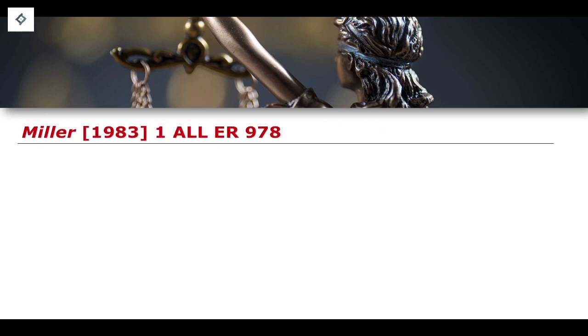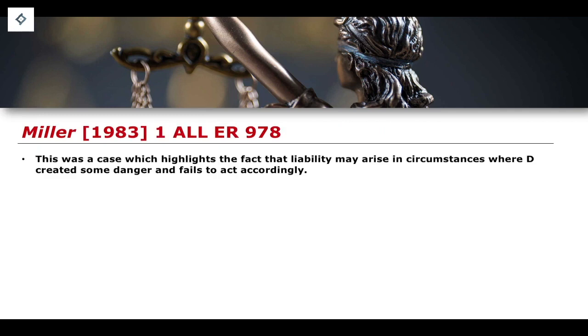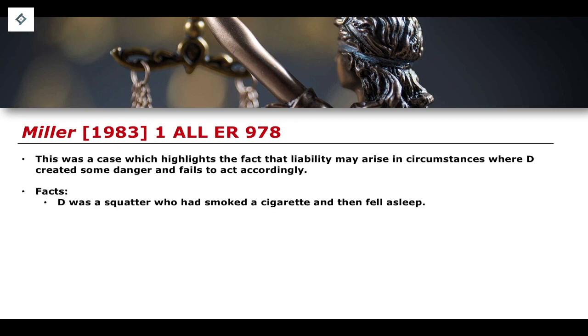In 1983, we have the case of Miller. This was a case which highlights the fact that liability may arise in circumstances where the defendant created some danger and then fails to act accordingly to try and prevent said danger. So the facts of this case are quite interesting. The defendant was a squatter who had smoked a cigarette in the premises in which they were squatting and then proceeded to fall asleep. When he woke up, he noticed that a fire had started as a result of his lit cigarette that had not been put out properly.